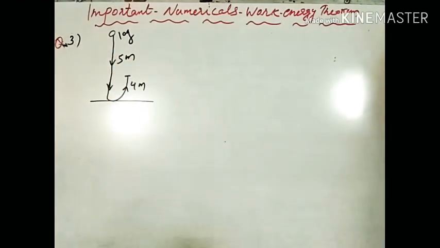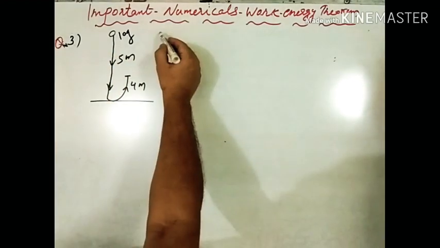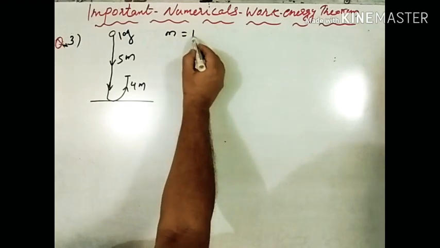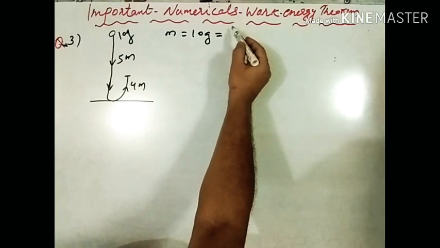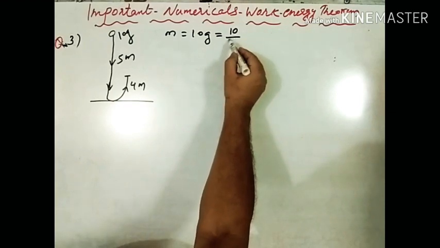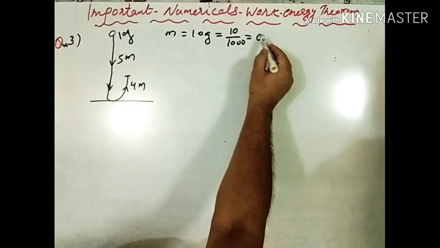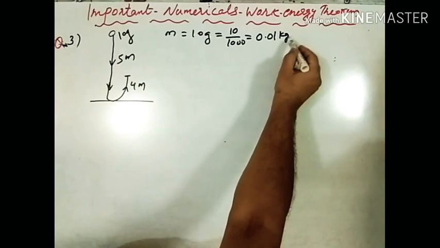Now what is the mass given there? Mass is equal to 10 gram. Convert into SI system. That is equal to 10 by 1000, which I can write as 0.01 kg.